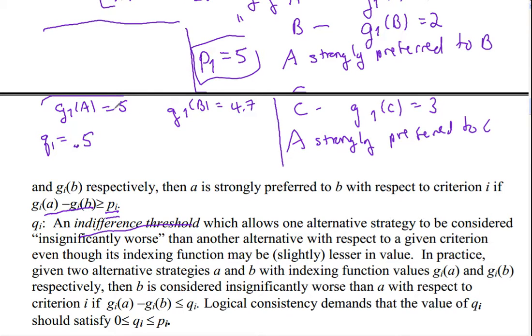Notice that the difference between G1 of A and G1 of B is 0.3. So we have G1 of A minus G1 of B less than or equal to 0.5. So we would say that B is insignificantly worse than A.